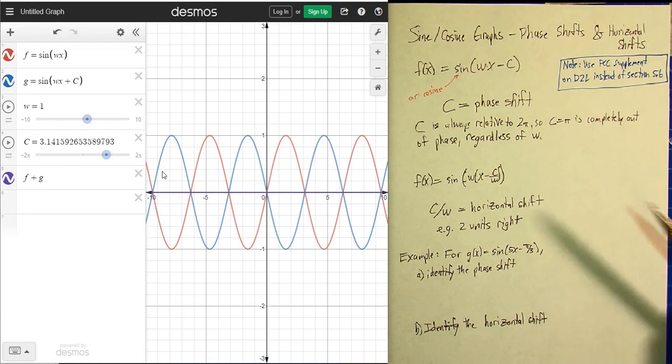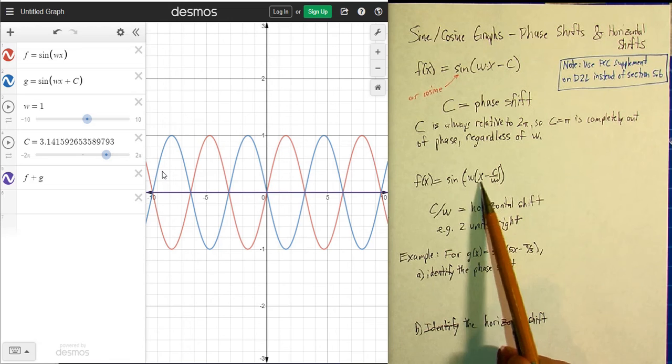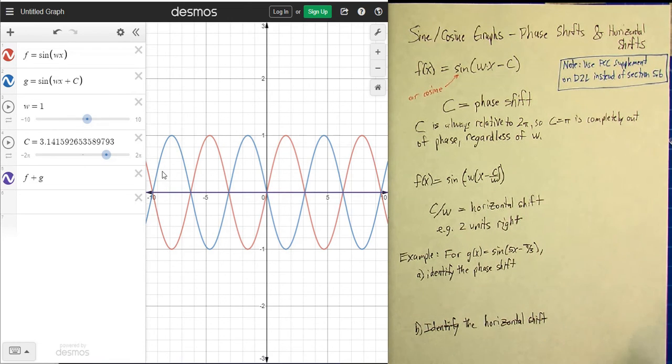The other way to write this is f of x equals sine of omega, factored out of x minus capital C over omega, and then two closing sets of parentheses. Now, C over omega, we don't have a special symbol for this, but this calculation is the horizontal shift. So this is the actual amount you see on the graph. For example, 2 units to the right.